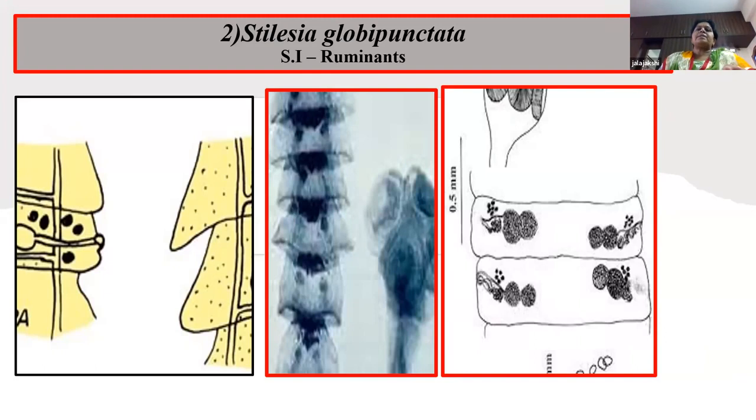And the uterus first appears as a long transverse dumbbell-shaped tube and later is replaced by two paruterine organs as shown in the figure. The life cycle is indirect, including oribatid mites as intermediate host. So this is very important. Oribatid mites act as intermediate host for Stilesia globipunctata tapeworm.